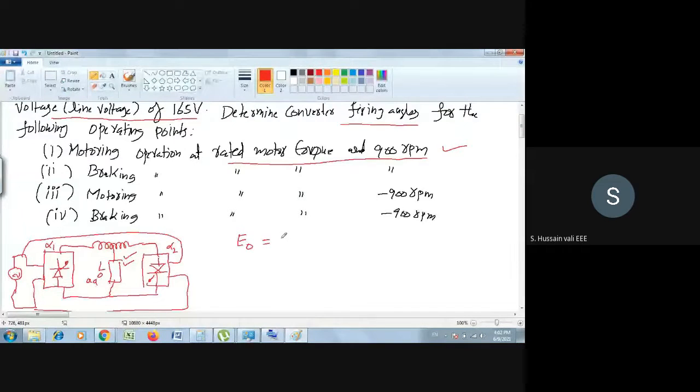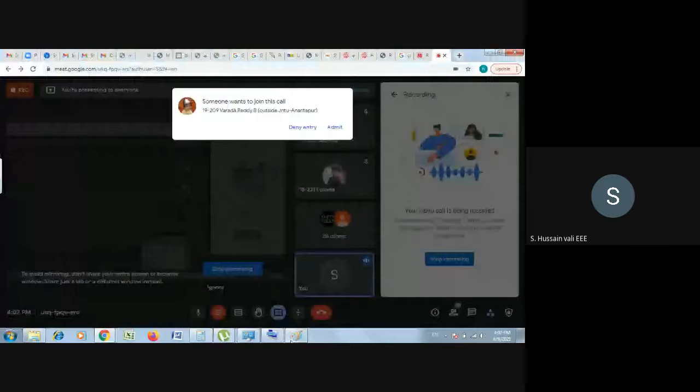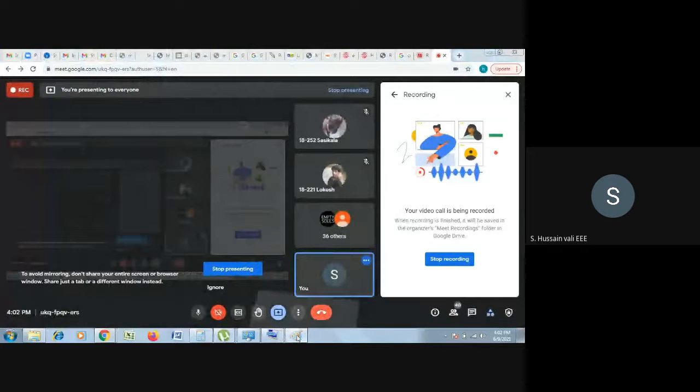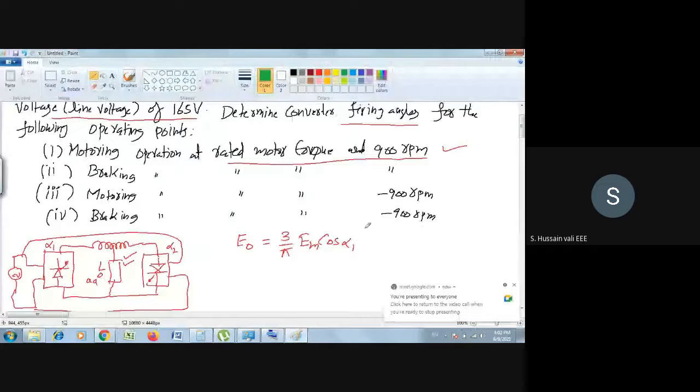So the equation you find here is E naught equals 3 by pi, Em, cos alpha 1. So in this equation there is alpha 1. Please see this now, alpha 1. This alpha 1 you have to find out. That is alpha 1 you got. Alpha 2, how do you get now? There is an equation: alpha 1 plus alpha 2 is equal to 180.